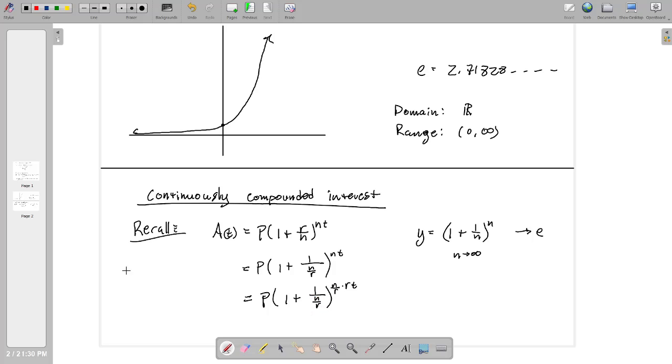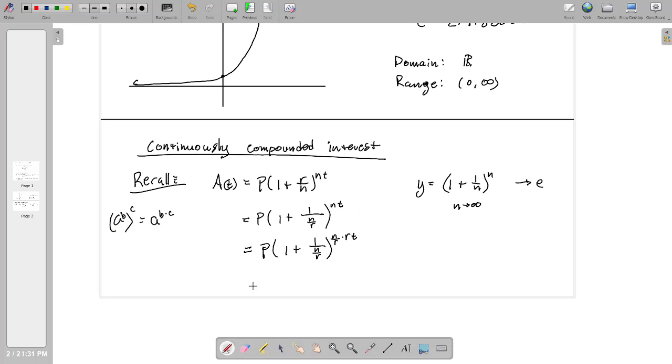Now if you remember also, a to the b to the c power is equal to a to the b times c. Right now we have a multiplication in our power, in our exponent. So I'm going to rewrite this in this form instead, where I take this power to another power. What we're going to end up with is P times 1 plus 1 over n divided by r, to the n divided by r, to the rt, like this.